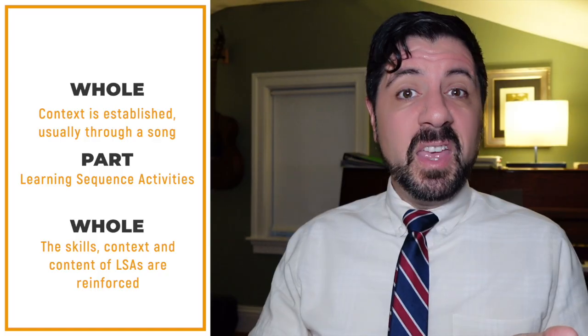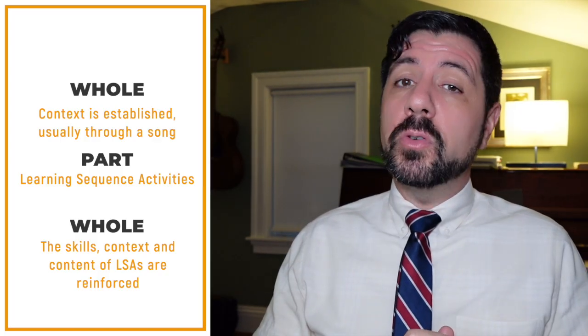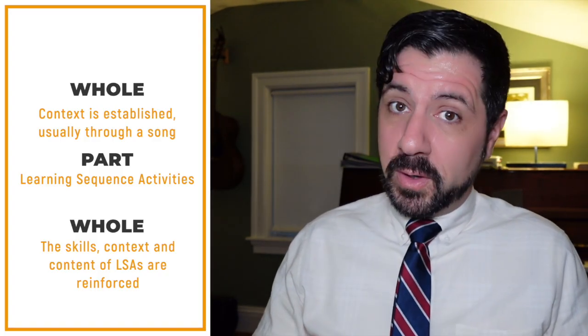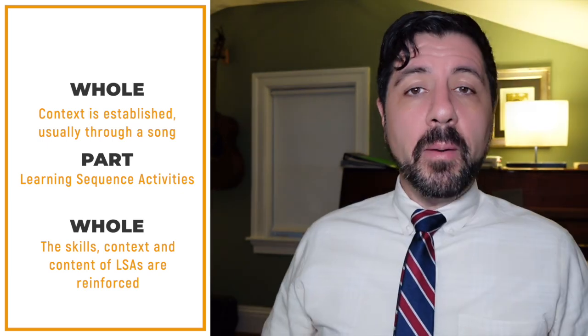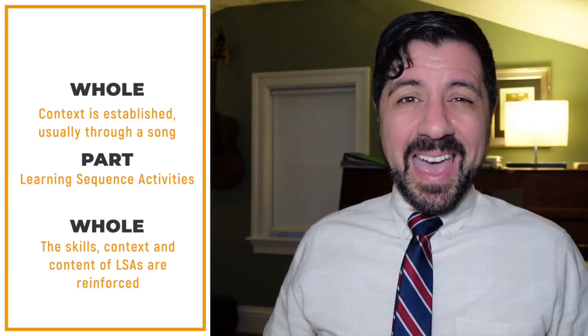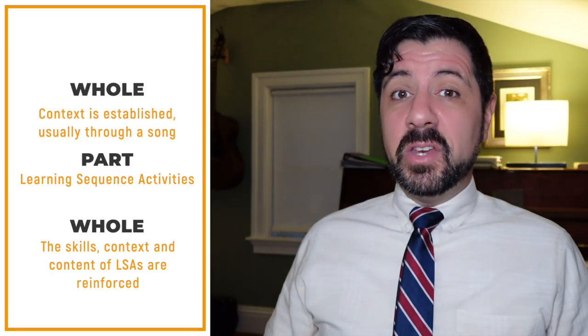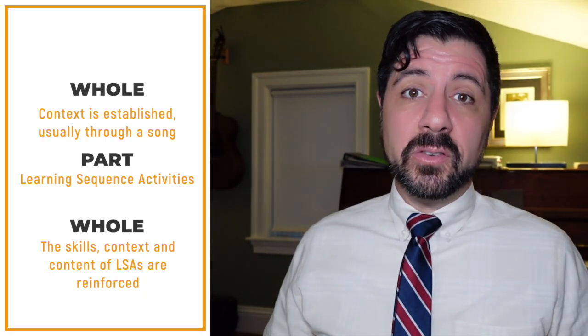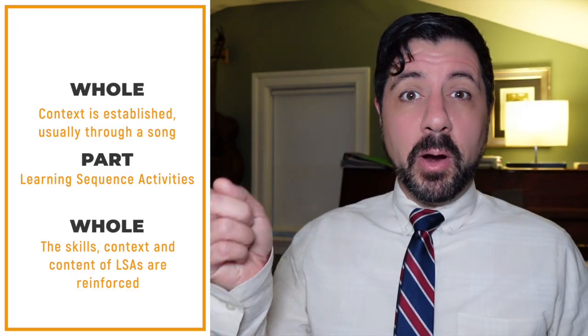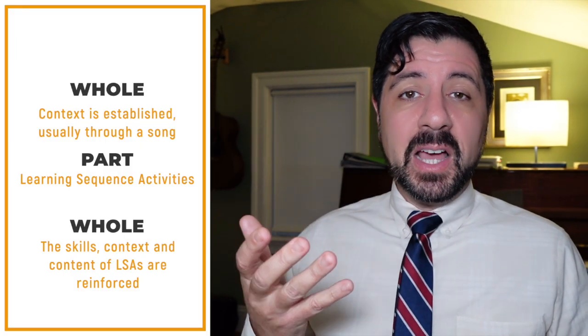So we need to revisit whole, part, whole. Quick reminder. In the first whole, we broadly introduce students to context, usually through a song. What's context? Tonality and meter. The parts are our learning sequence activities, or the active teaching of musicianship, the active teaching of skills in content within a context. And in the second whole, we return the parts to the first whole and reinforce context, skills, and content. And so, in the context of a class, we would start off with a whole, do some parts, and then reinforce. Whole, part, whole, part, whole, part, whole, part, whole, on and on.